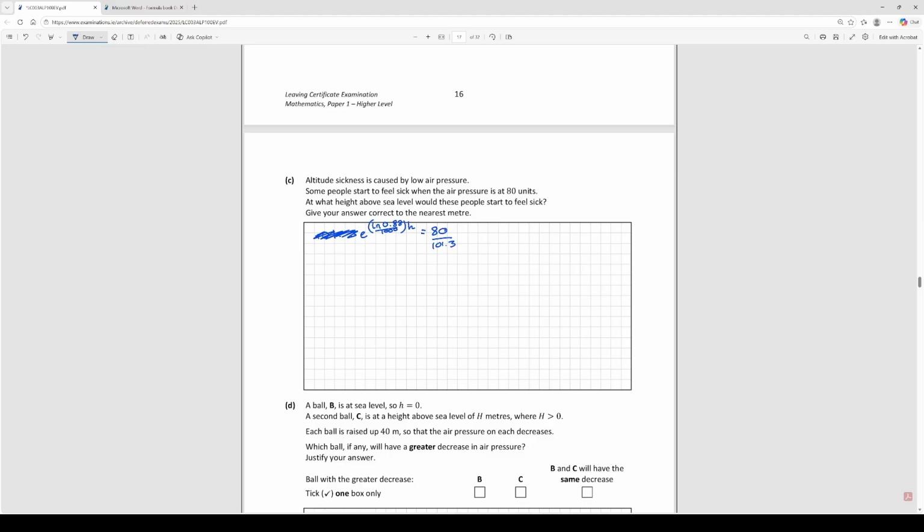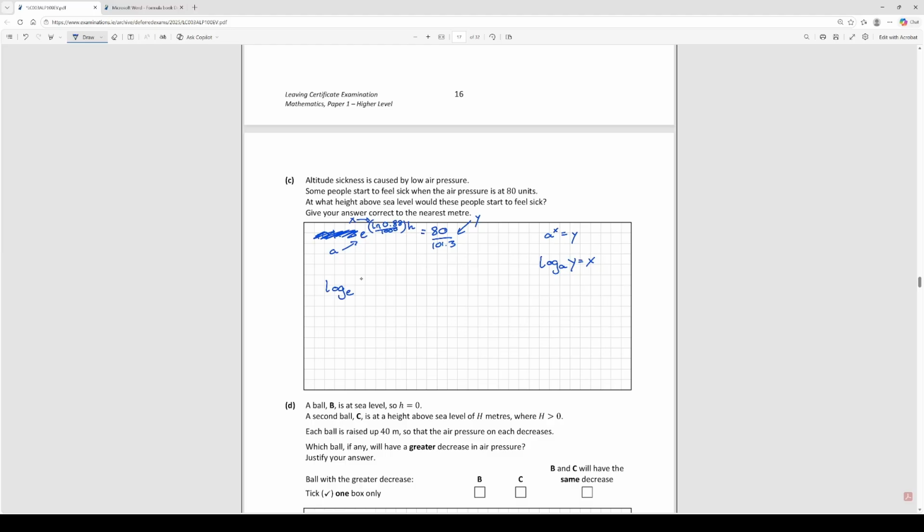Now, some people would do the ln of both sides, but again, I would use the a to the power of x equals y, log base a of y equals x, where a is e, x is the power, the whole thing of it with the h as well, and then this fraction is the y. So I'd end up with log e.